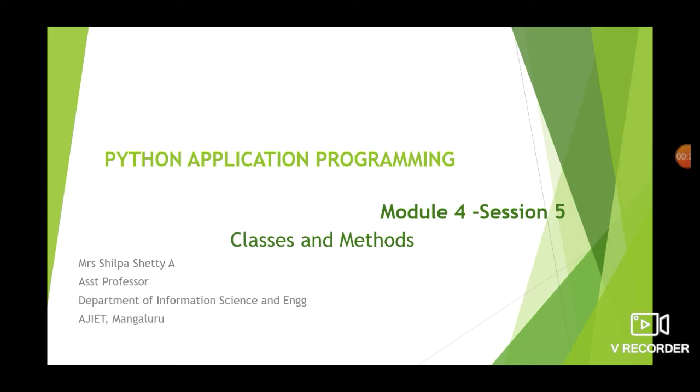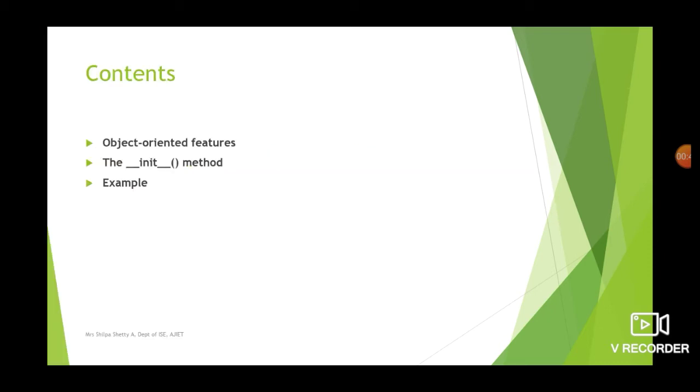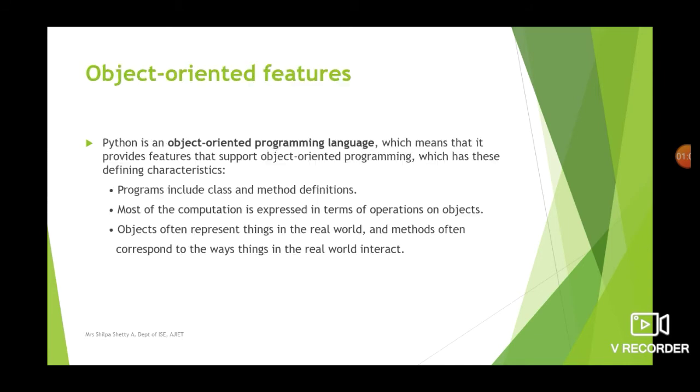So since this is the fifth session of the fourth module, in this session we will be discussing classes and methods. The topics that are covered under this session are object-oriented features, the init method, and an example to illustrate the init method. So now let us begin with the first topic of this session, that is object-oriented features.